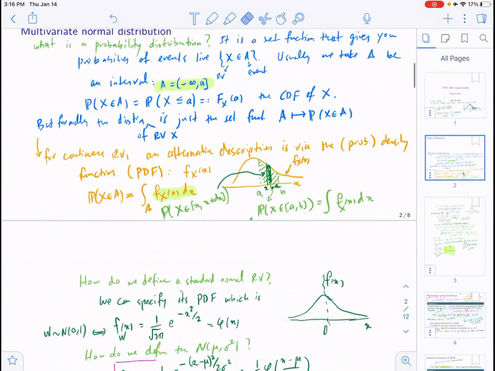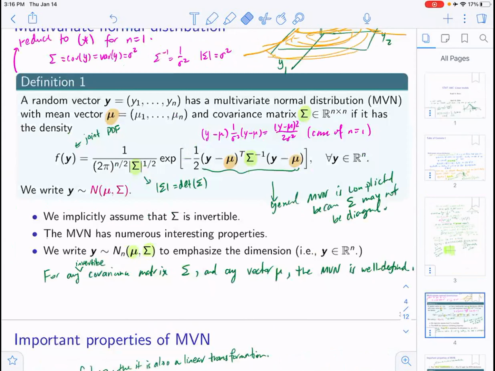We do the same thing for the multivariate distribution. We give a PDF, but this is now a multivariate function, and you have to take multivariate integrals. But the idea is the same, and everything goes through. Just the formula is a little bit more complicated.